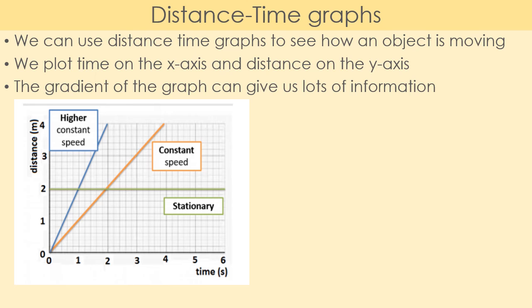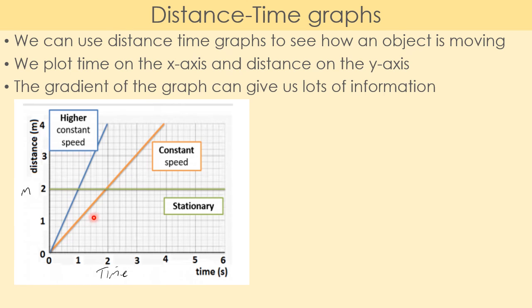Having a look at this graph here, I notice I've got time on my x-axis and distance on my y-axis, and I can plot a point. We've got three lines on here. I have a line that is going straight across. This point we are stationary. Our distance doesn't change. We are still 2 meters from where we started, and we have stayed at 2 meters. We're not moving.